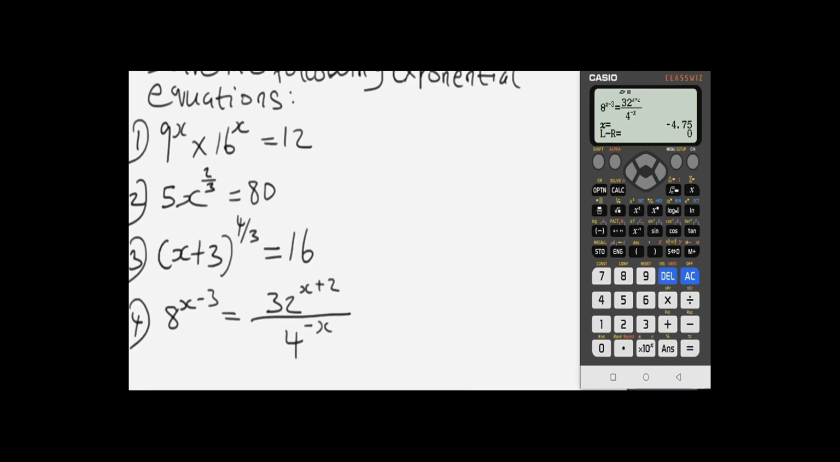This is basically how you can do problems involving exponential equations using this Casio Fx Classwiz scientific calculator, in seconds for multiple choice questions in algebra. Hope you learned something interesting from this video. Let's go to the next video, guys.